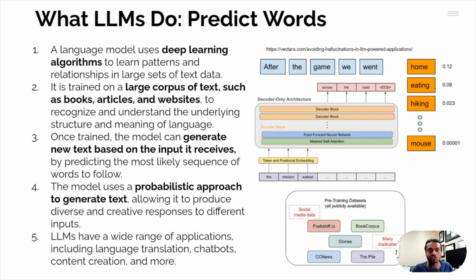Again, that's outside the scope of this talk, but you can use LLMs to do lots of cool things as it relates to text. You can do language translation, you can make chatbots, you can create content, anything that a human would be doing with text, large language models can do as well, including writing code.